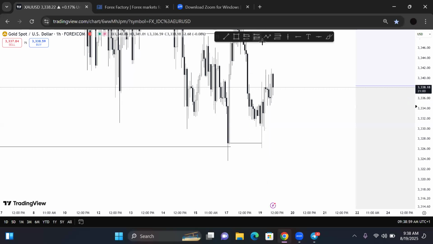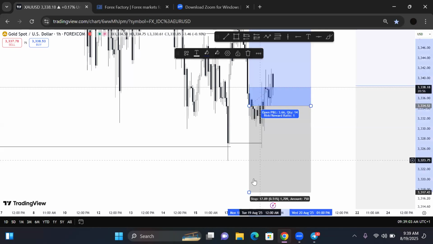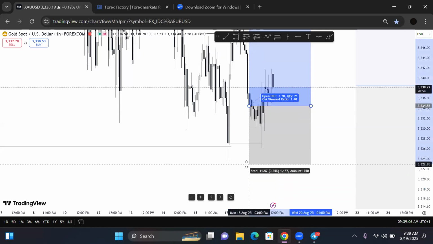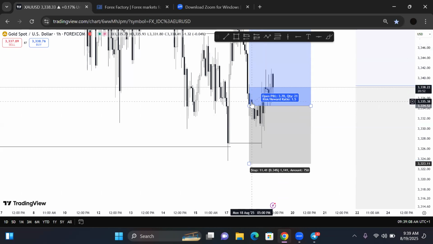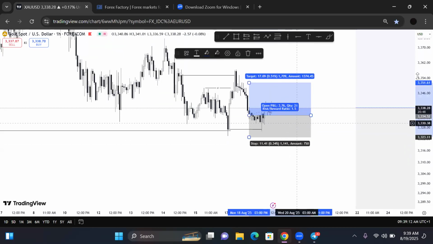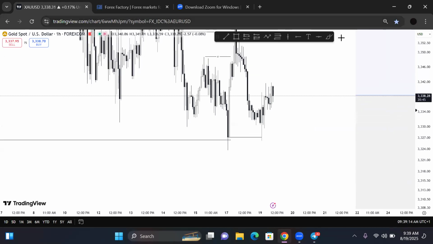Our entry is here, and our stop loss is here. So imagine this massive drawdown. Many of you would be crying. Many of you might even lose your account. All right. So let's take our confirmation.